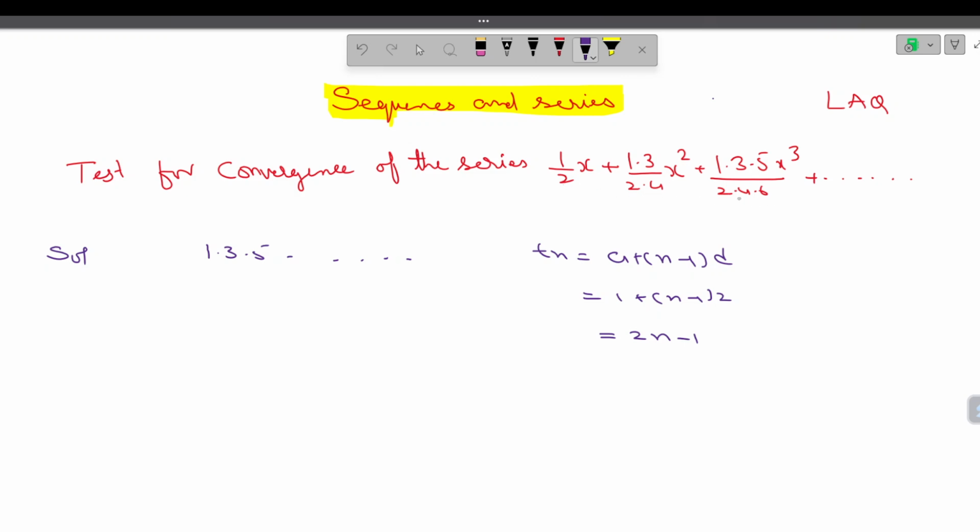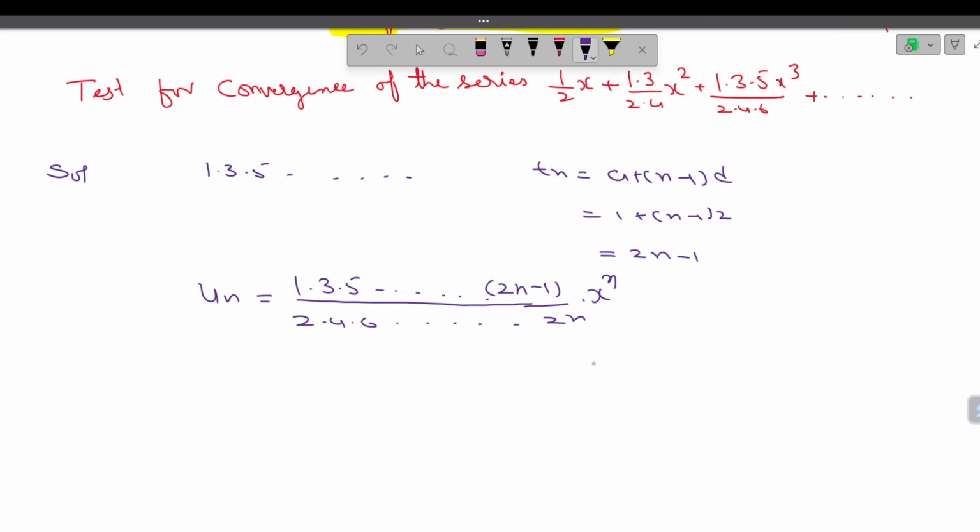2 into 4, it is all even numbers. So our Un will become the given series 1 into 3 into 5 so on up to 2n minus 1 divided by 2 into 4 into 6 so on up to 2n, x to the power of n. Now what does the D'Alembert test say? If sigma Un is a positive term series, then limit n tends to infinity Un by Un plus 1 equal to L. If L is greater than 1, convergent. If L is less than 1, divergent. If L equal to 1, test fails.